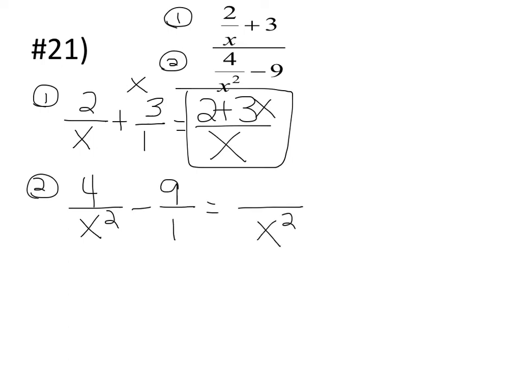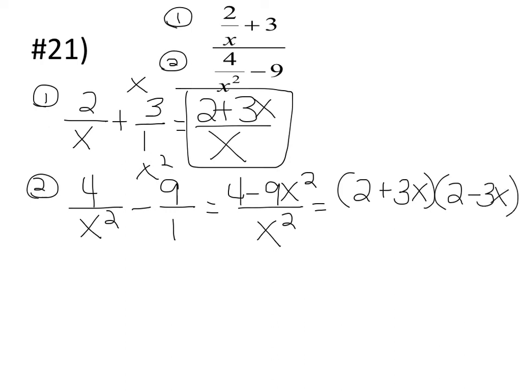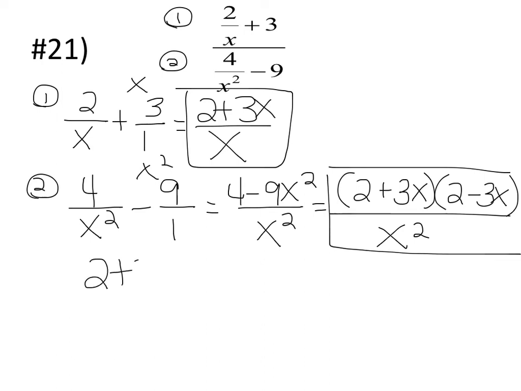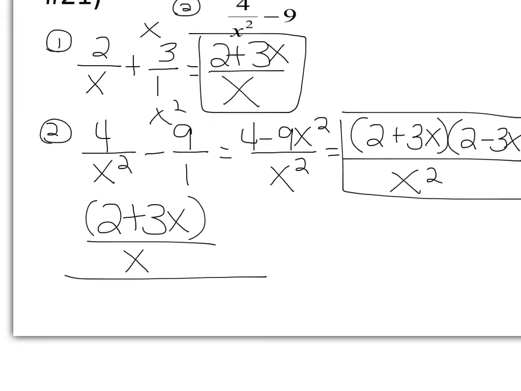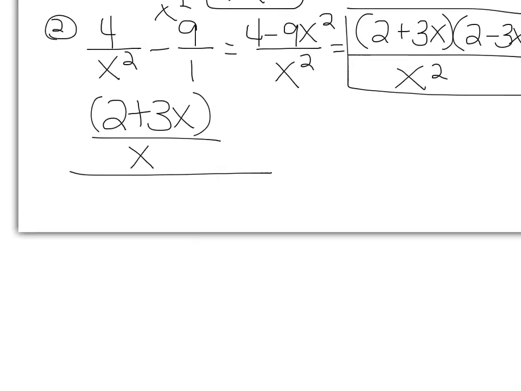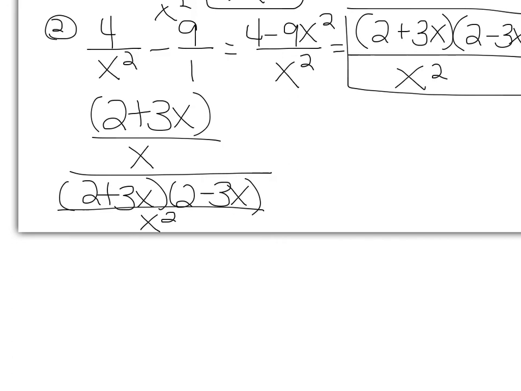So the LCD is x squared. This isn't missing anything. This is missing an x squared. So it's 4 minus 9x squared, which you should immediately realize is difference of squares. So it's 2 plus 3x, 2 minus 3x over x squared. That's your new denominator. So you've got 2 plus 3x over x all over, when we rewrite this, 2 plus 3x, 2 minus 3x over x squared.